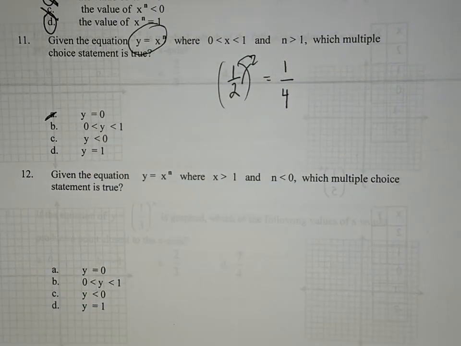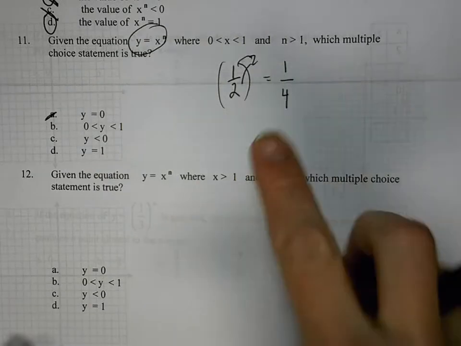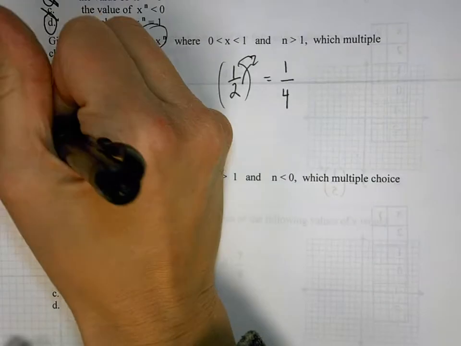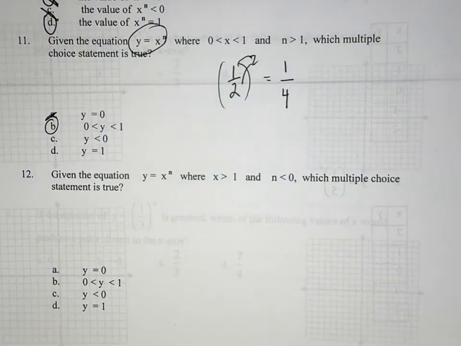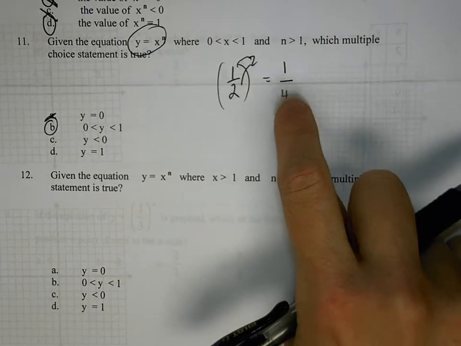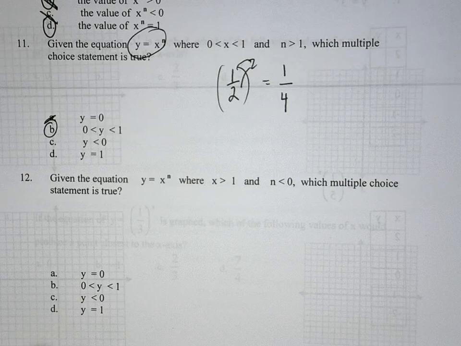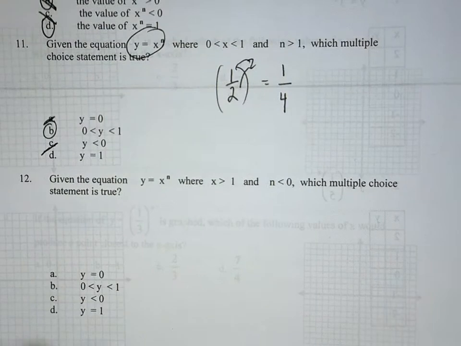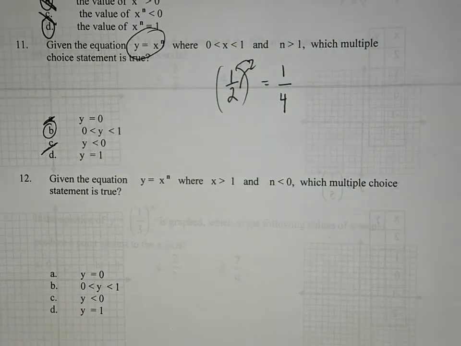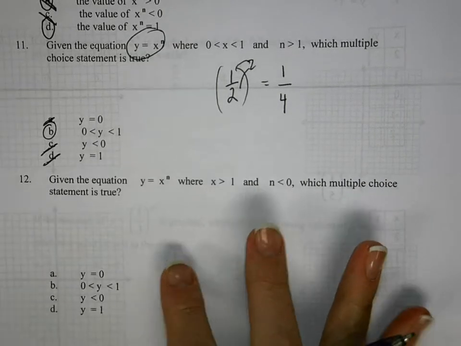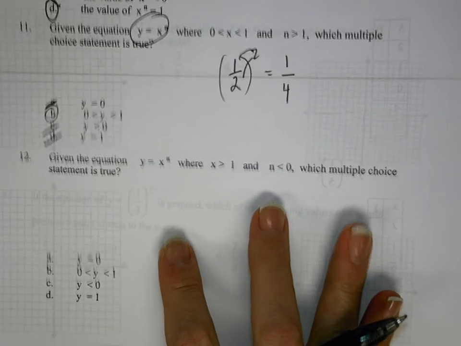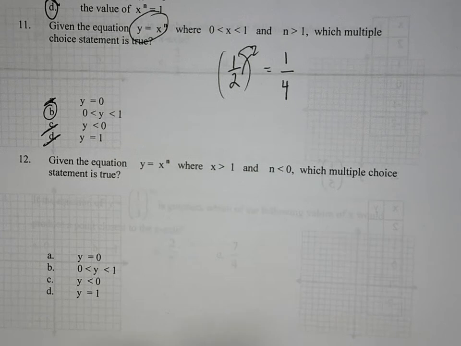Would you guys say that's true? Yeah, y is a fraction. It's between 0 and 1. So B is true. y is less than 0? Is this some number negative? No. y equals 1? No. So our answer is B. Those of you that didn't get it correct, do you see what you did wrong? Okay. Last one, number 12.